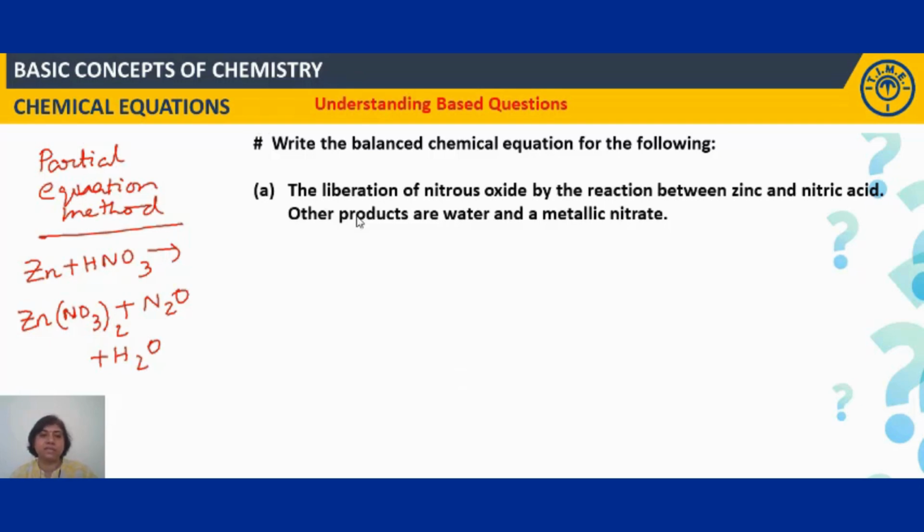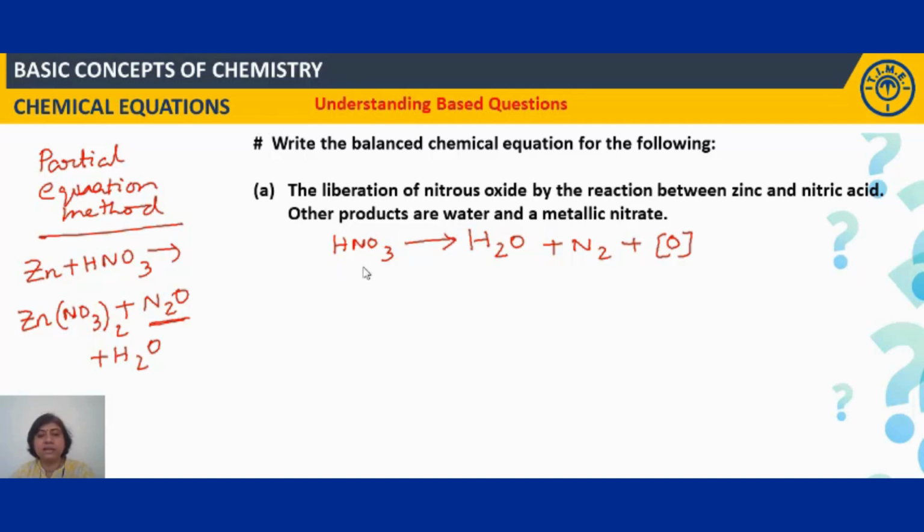So first what happens? Let's see. First is HNO3, that is nitric acid. It decomposes to form H2O, and you can see the product nitrous oxide is given. So this N2O plus nascent oxygen. This nascent oxygen oxidizes zinc to zinc oxide. Then that zinc oxide reacts with nitric acid to form zinc nitrate and water. So these are the different step reactions. Here first we will balance every partial reaction.